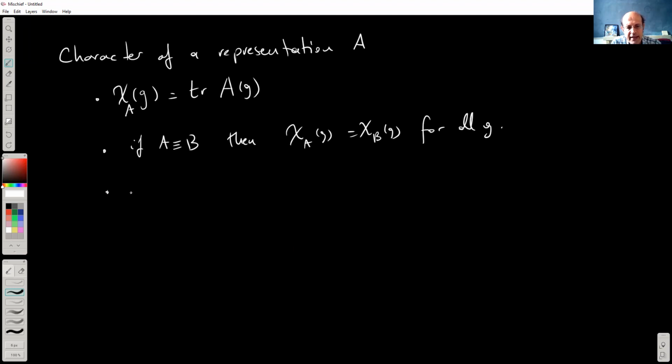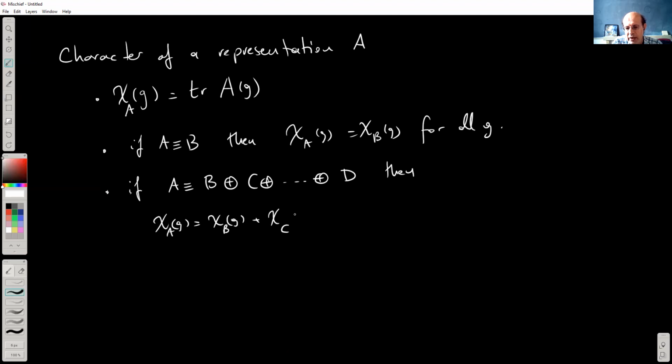Another thing is, let's say it like this: if A is equivalent to B plus C plus dot dot dot D, then we say that the character for A is just obtained by summing the characters of the other representations. So for the direct sum, we had these relationships. For the direct product as well, but right now we don't need this. But these are the things that we are going to use. And then the character of identity is equal to the dimension of the representation.